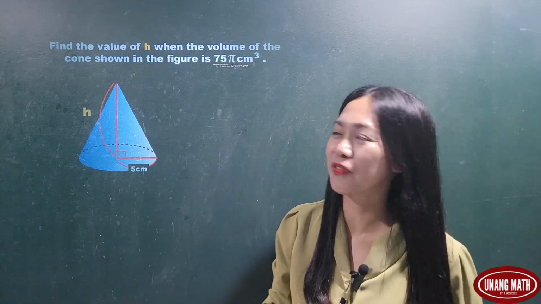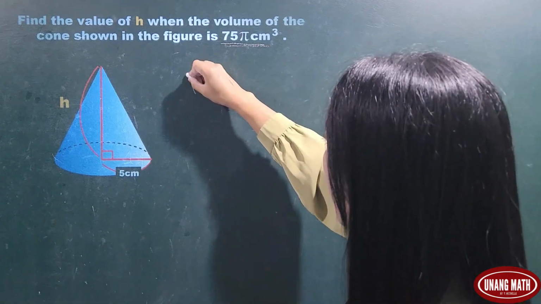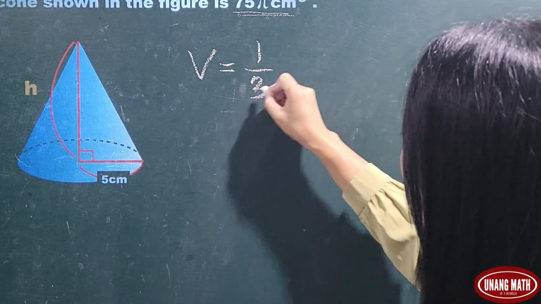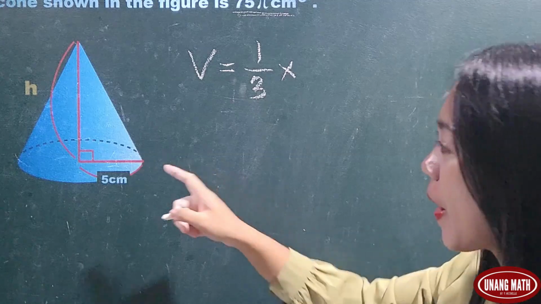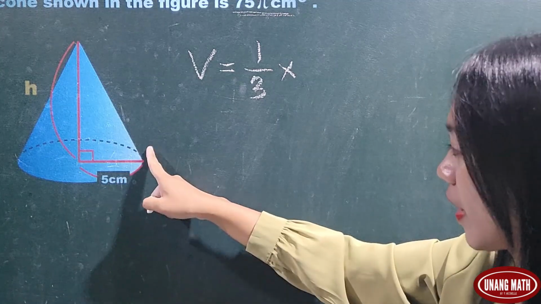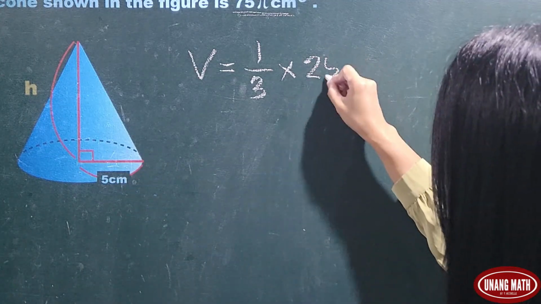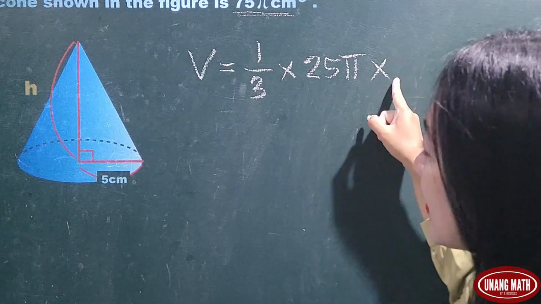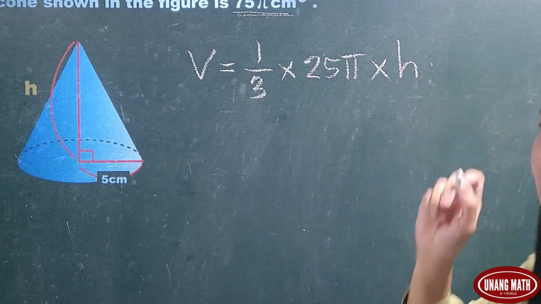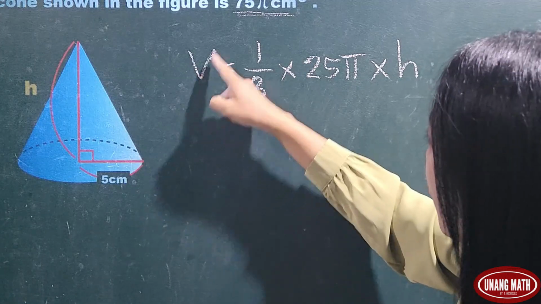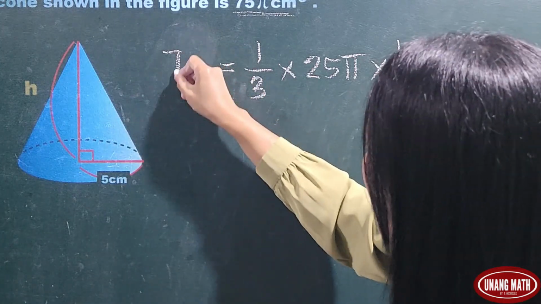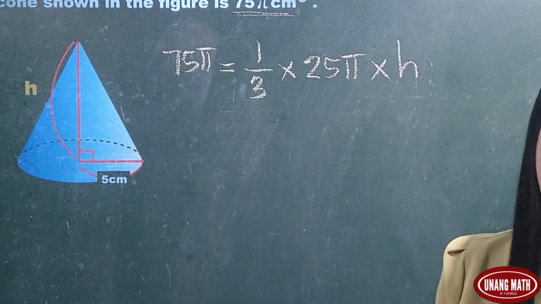is 5 centimeters. So in finding the volume of a cone, the volume is equal to 1/3 times the area of the base. Since the radius is 5 centimeters, 5 squared is 25. So this is times 25 pi, and times the height, which is the missing one, the one that we're looking for. It's given that the volume is 75 pi cubic centimeters. So let's substitute here. It's going to be 75 pi.